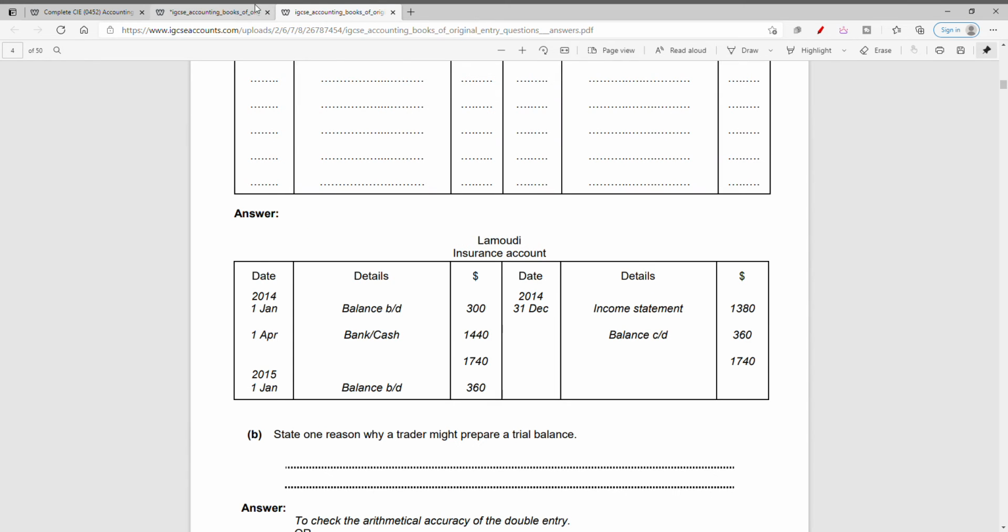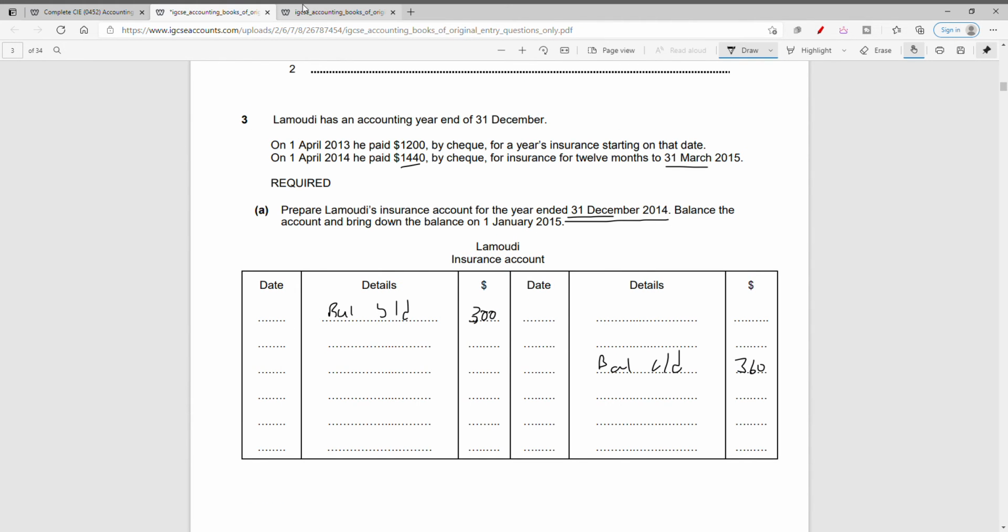Then you know that we have made a 1440 payment from 1st April. So you would simply write bank or cash, depending on what they have done. They have specified by check, so that will be bank 1440. I'll bring down the balances, okay? So we'll just put two lines here. I'll do 300 plus 1440, which will give me 1740. And then 1740 here. Again, I'm really sorry for the bad handwriting.